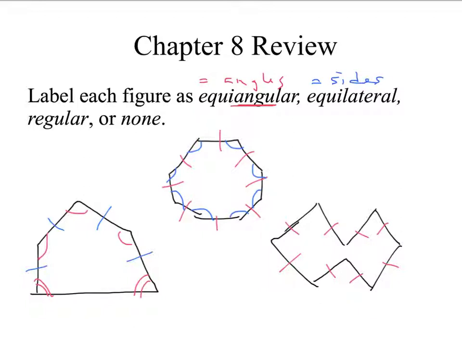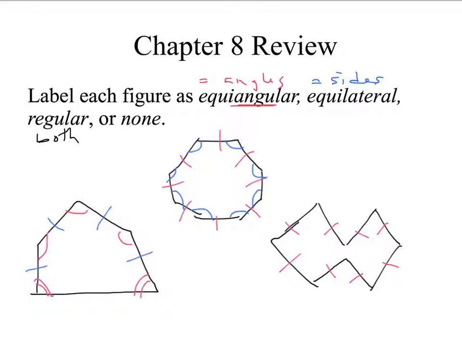Okay, all sides are the exact same. Lastly, we have regular. What regular is, it's both. It's both equiangular and equilateral. So if all the sides are equal and all the angles are equal, it is known as a regular polygon. Last, we also have none, and that's going to be if none of these are true.